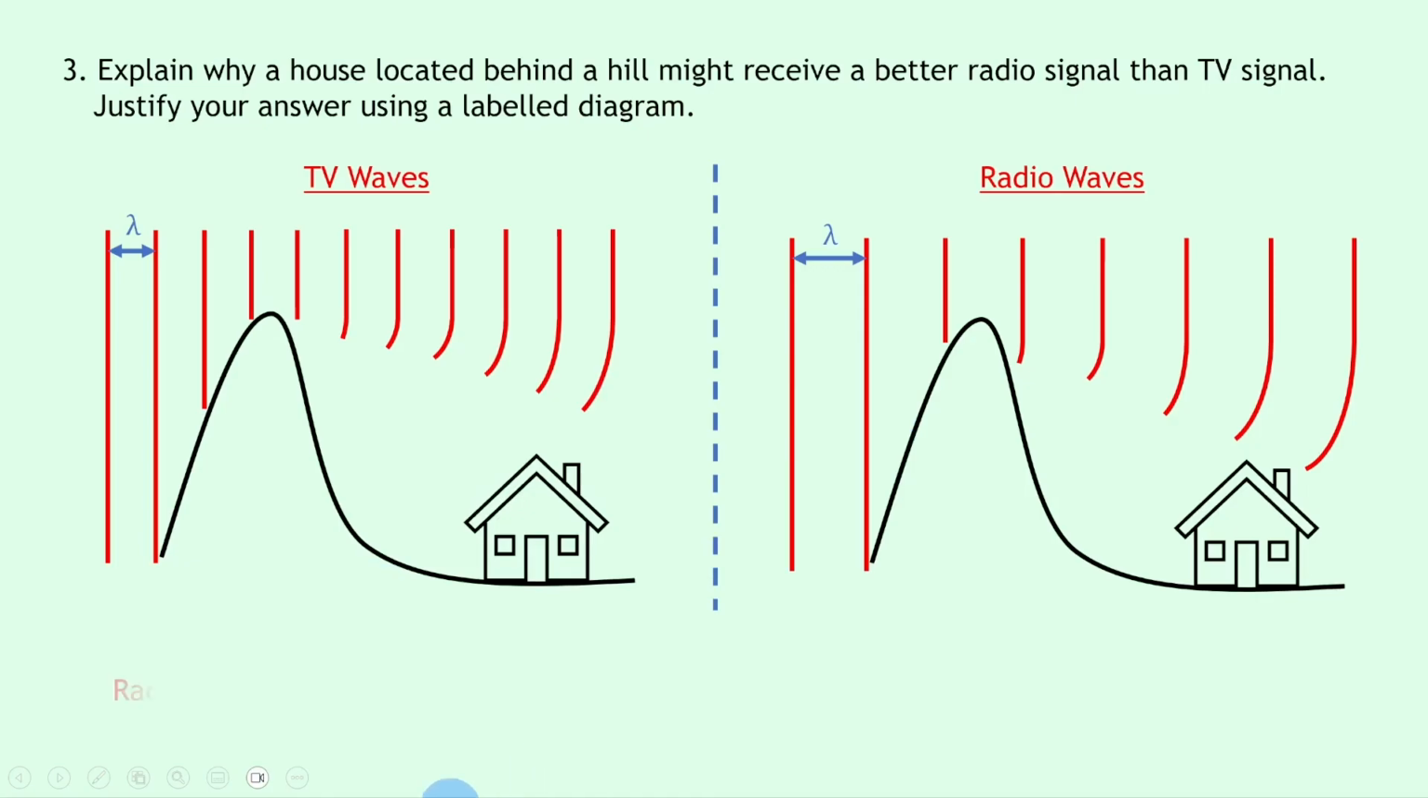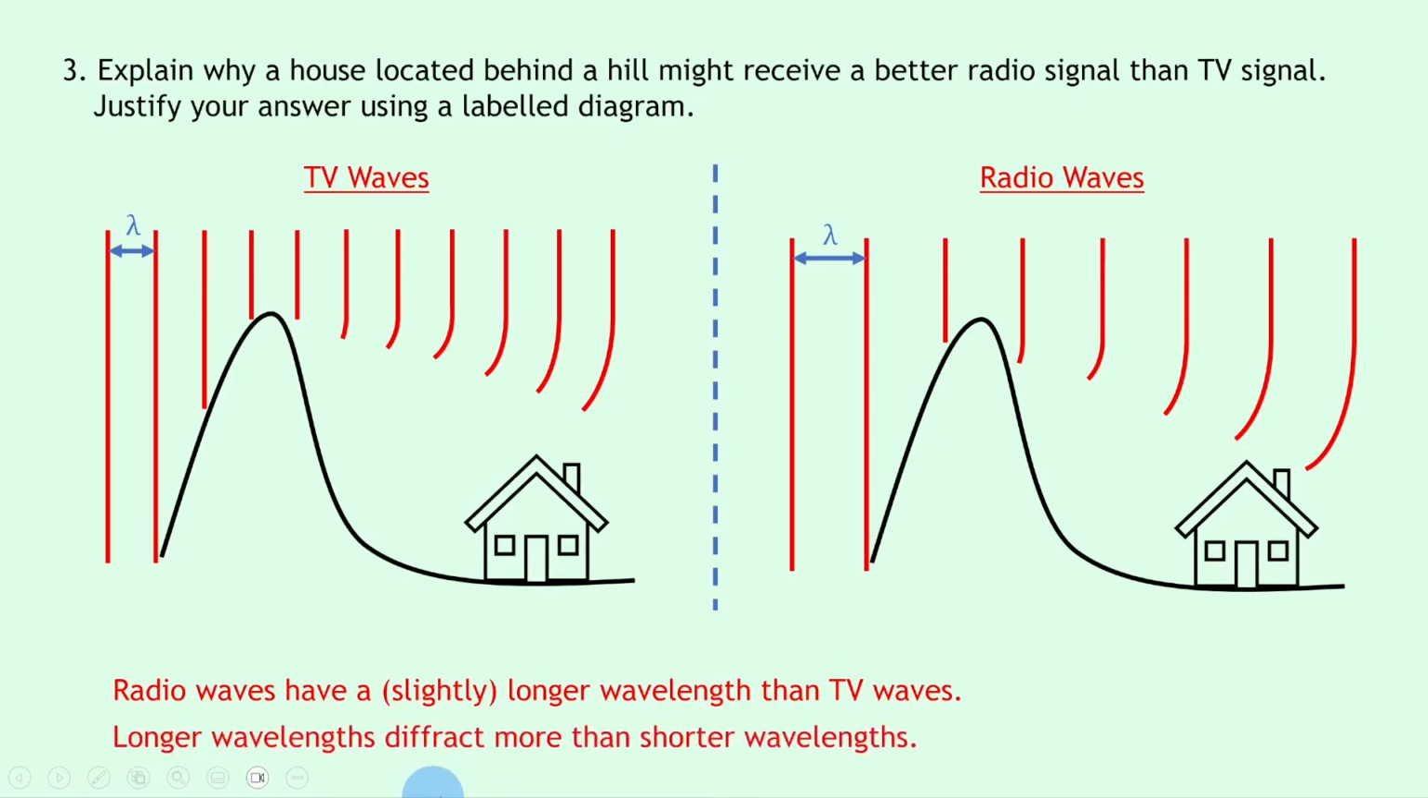And to explain this, we can say that radio waves have a slightly longer wavelength than TV waves, which we've already shown. And you should also know that longer wavelengths diffract more than shorter wavelengths. So that's why we've shown more bending, more diffraction for the radio waves than for the TV waves.